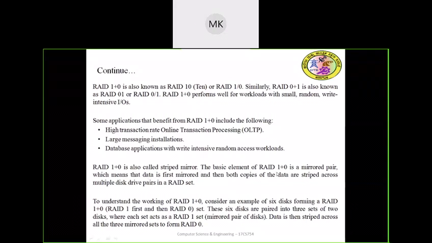The basic element of RAID 1 plus 0 is the mirrored pair, which means that data is first mirrored and both the copies of data are striped across multiple disk drive pairs in the RAID set. To understand the working of RAID 1 plus 0, consider an example of 6 disks forming a RAID 1 plus 0 set. RAID 1 is set first and then RAID 0. The disks are paired into 3 sets of 2 disks, where each set is a RAID 1 mirrored pair. The data is then striped across all the 3 mirror sets to form RAID 0.